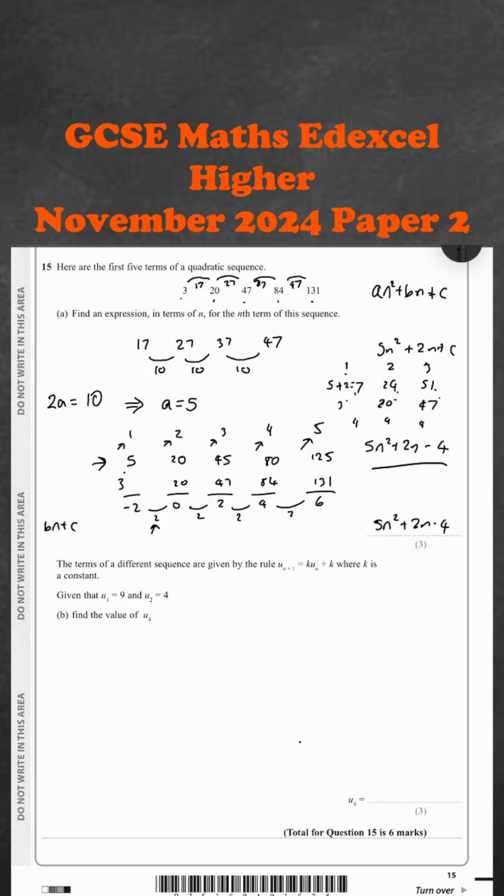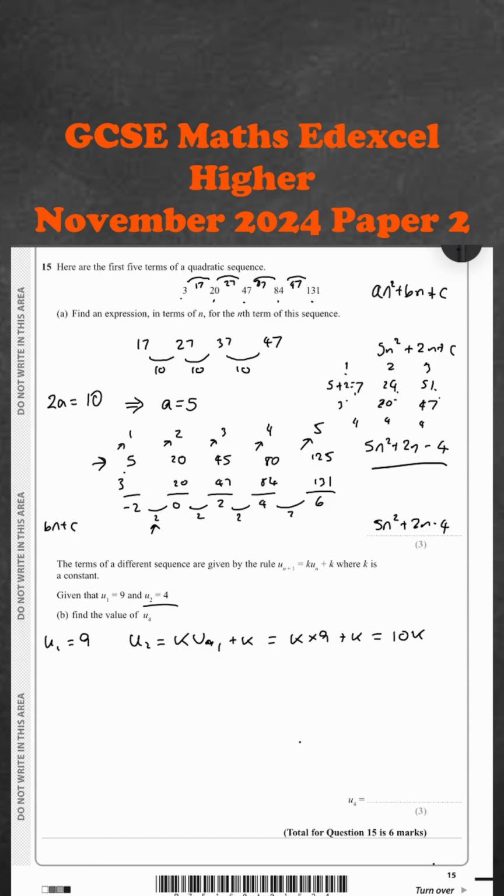The terms of a different sequence are given by the rule u(n+1) = k u(n) + k, where k is a constant. Given that u1 equals 9 and u2 equals 4, find the value of u4. So what do we have? u1 equals 9, which means u2 is going to equal k lots of u1 plus k, which is k lots of 9 plus k, so 10k.